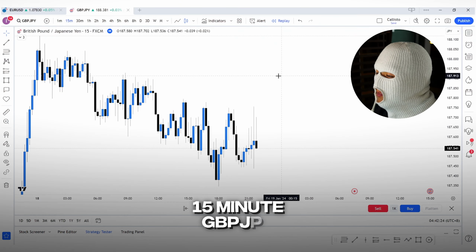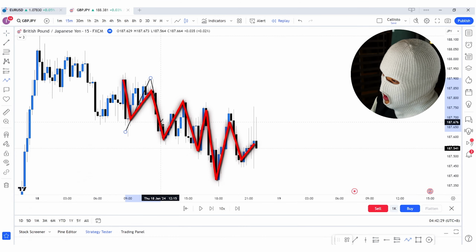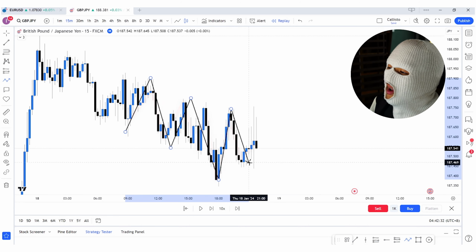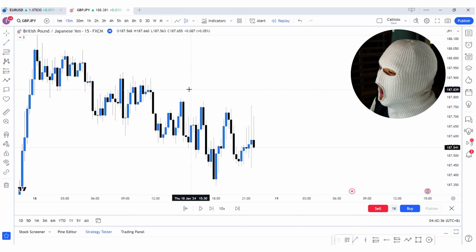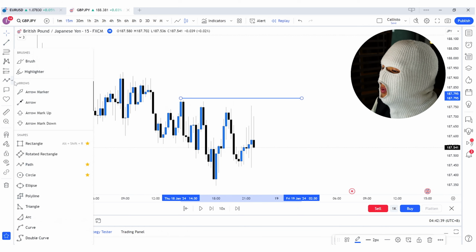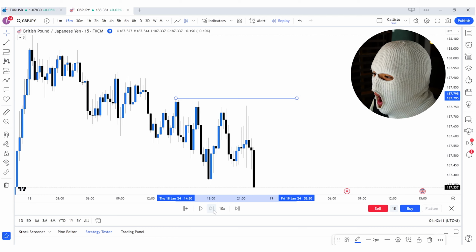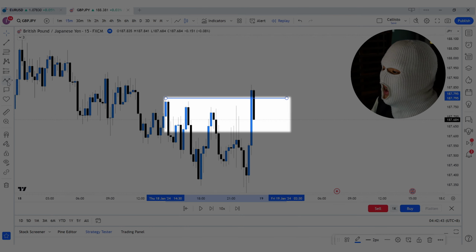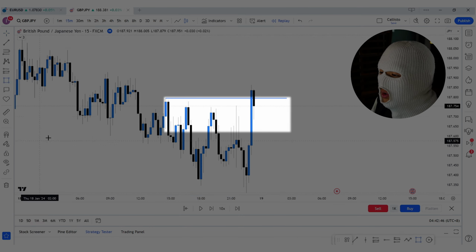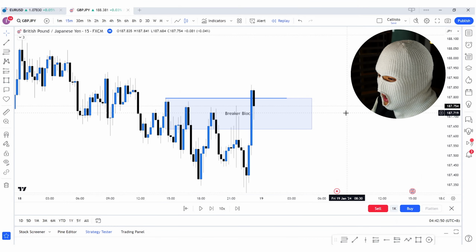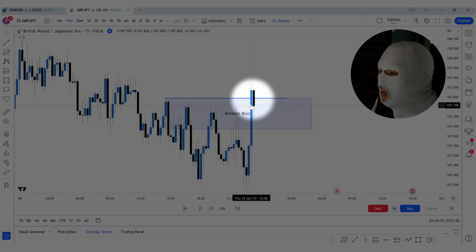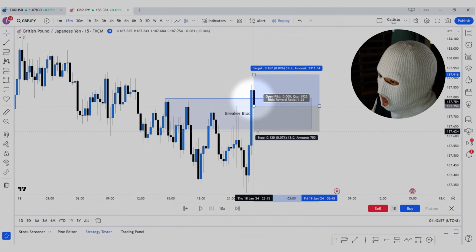Here on the 15-minute pound-yen chart, price has been in a downtrend as seen by the lower highs and lower lows formed over here. So what I'm looking for is a market structure shift to the upside, breaking the most recent lower high with a body candle close. After price breaks the high after a few candles, I mark out my bullish breaker block, which is a failed order block. All I have to do now is wait for price to retest the breaker block and close inside of it before taking buys. Now, as you can see here, price closed just at the top of the breaker block, giving us a perfect entry to look for buys from.